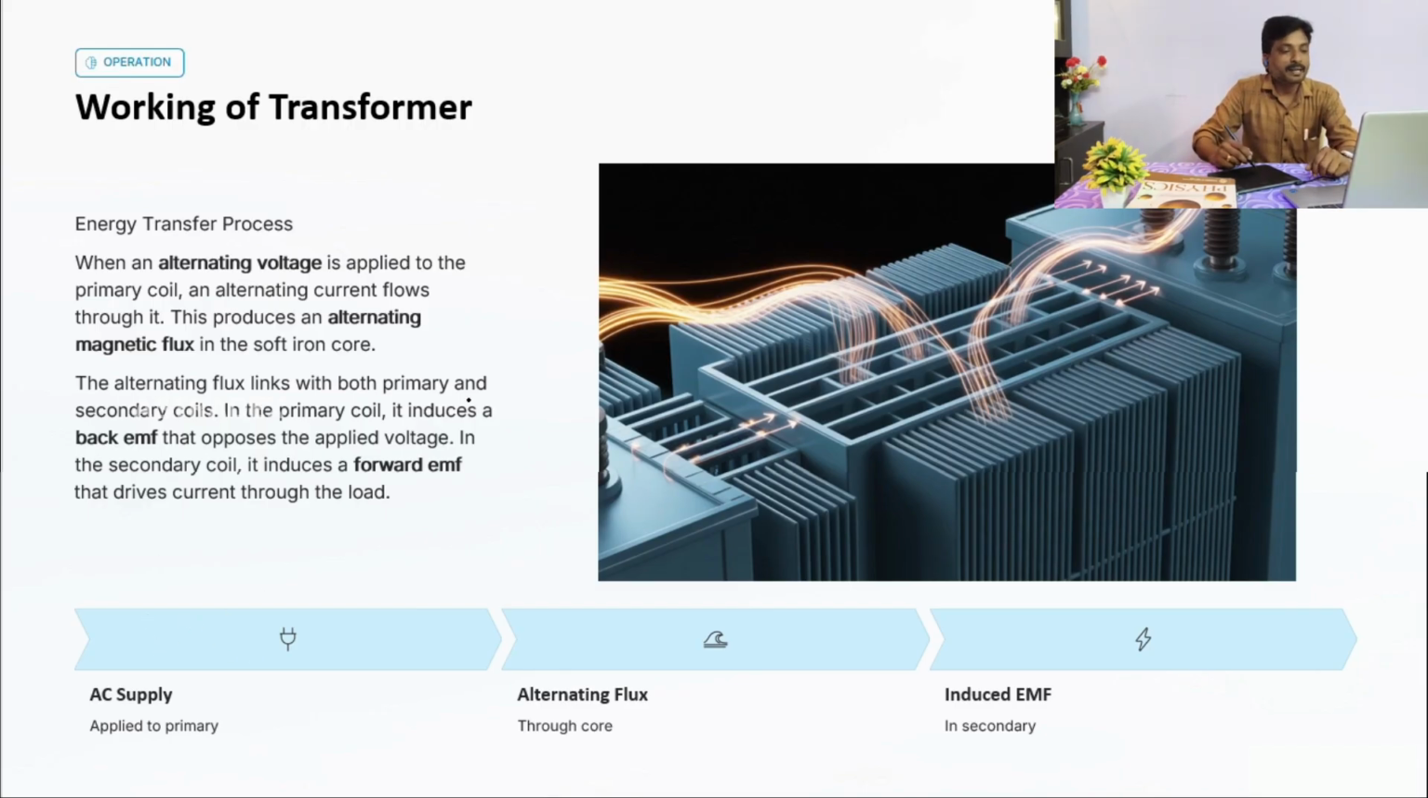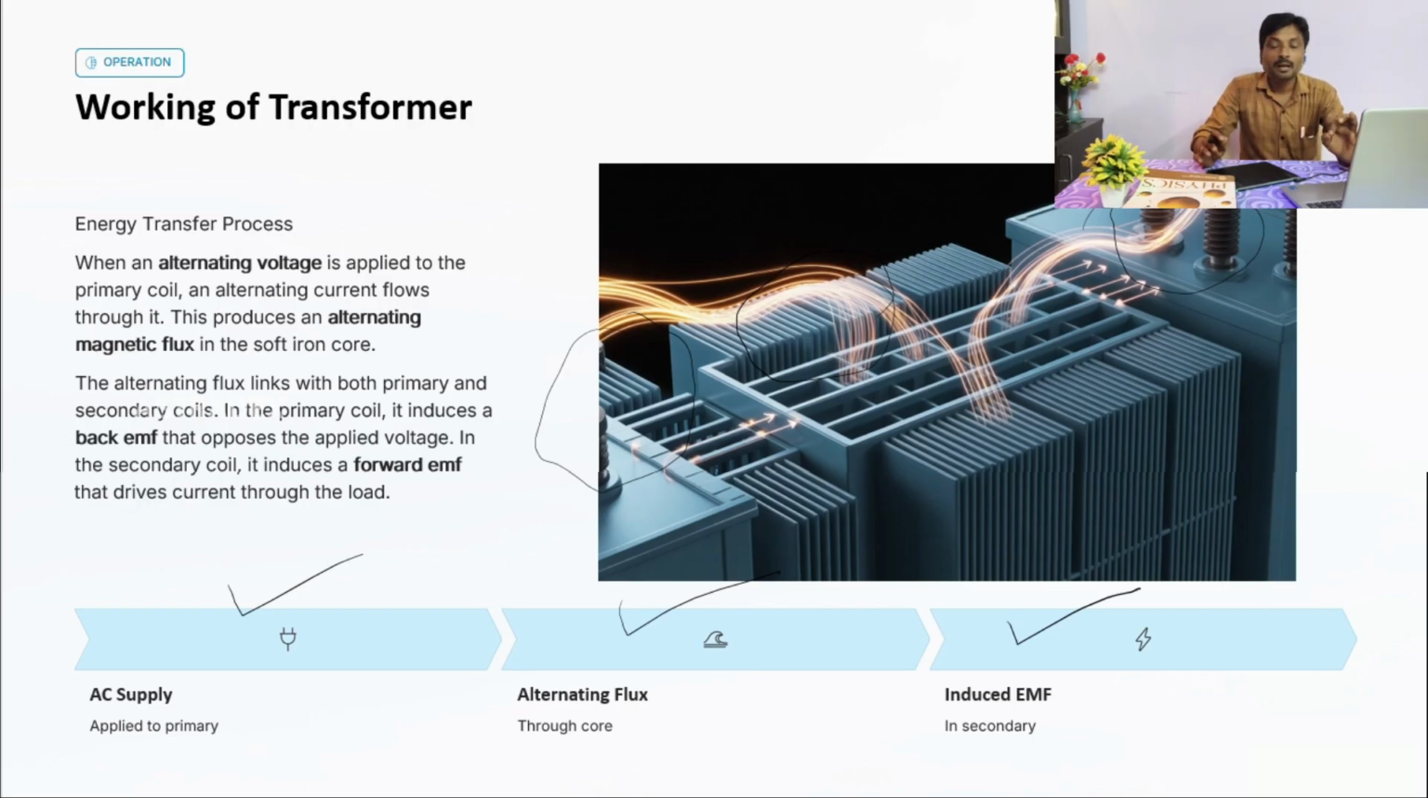We can simply understand this by the block diagram. AC voltage is applied across the primary coil. Here AC voltage will be applied and alternating magnetic flux, this line and all, magnetic flux. This will be linked to the core, and this time varying magnetic flux will induce the EMF in the secondary coil. In this secondary coil, induced EMF will be produced.